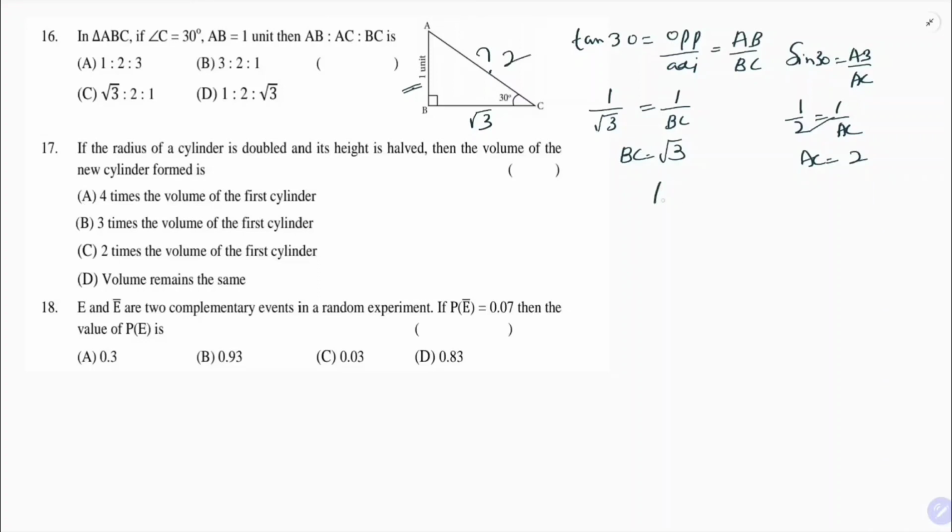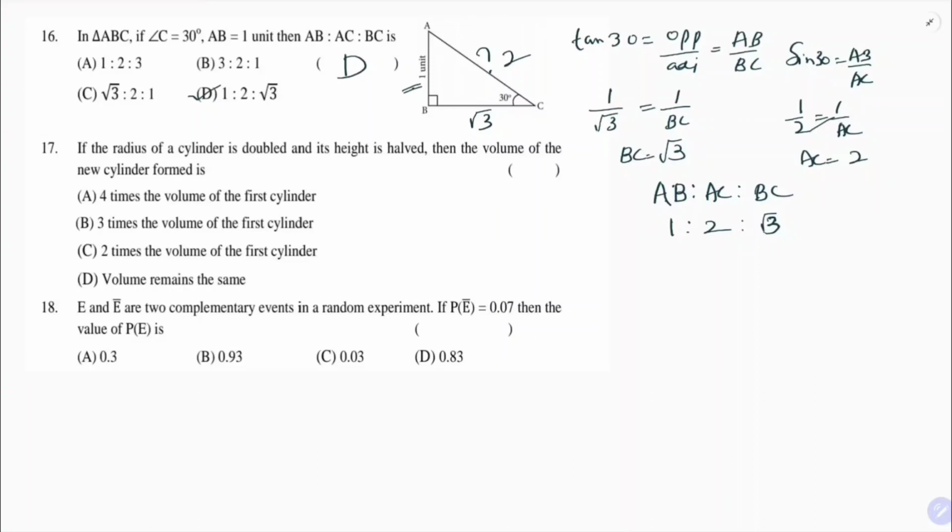They're asking the ratio AB is to AC is to BC. So AB value is 1, AC value is 2 and BC is root 3. So the correct option is 1 is to 2 is to root 3. The correct option is D.